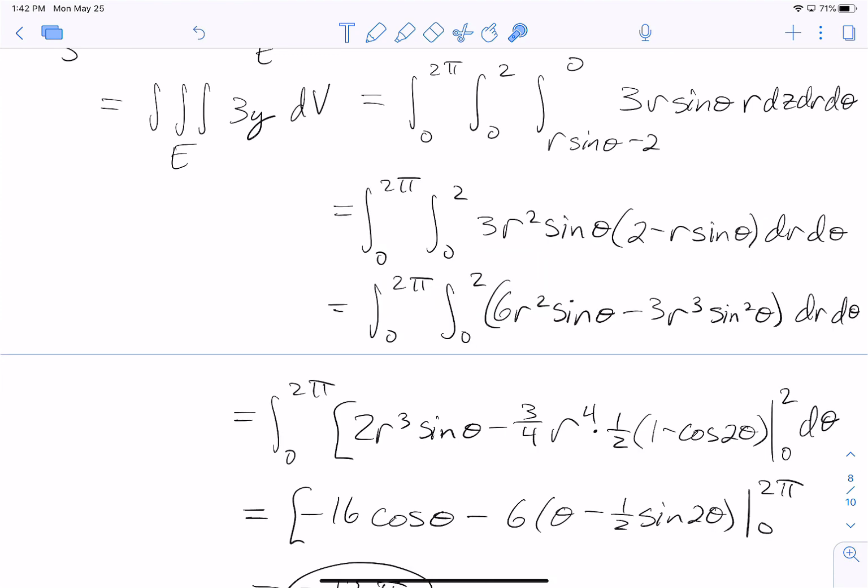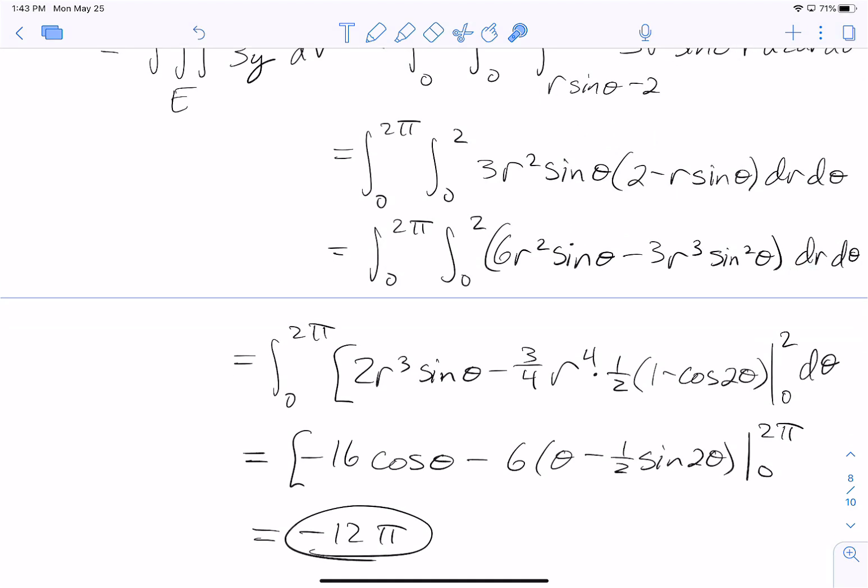Well, there's a lot of stuff on the screen now. First we combined 3r times r to 3r squared. Integrating with respect to z gives us one factor of z. Evaluating from 0, the upper limit of 0, lower limit of r sine theta minus 2 would introduce a minus sign. So I've actually expressed that as 2 minus r sine of theta. Just distributing inside of the integrand, we have 6r squared sine theta minus 3r cubed sine squared of theta. We're going to integrate that dr d theta, r from 0 to 2, theta from 0 to 2 pi.